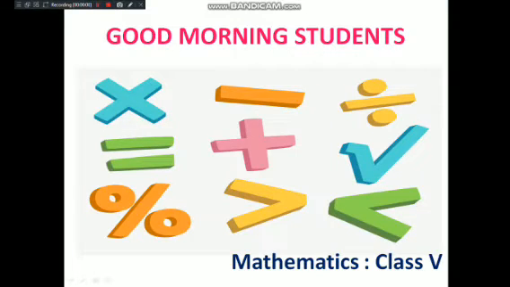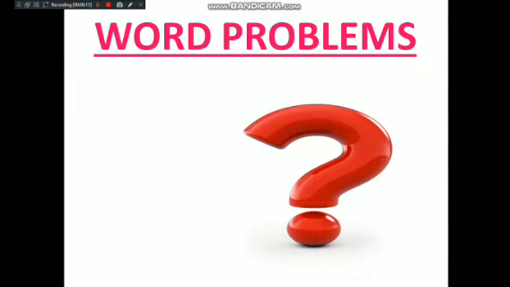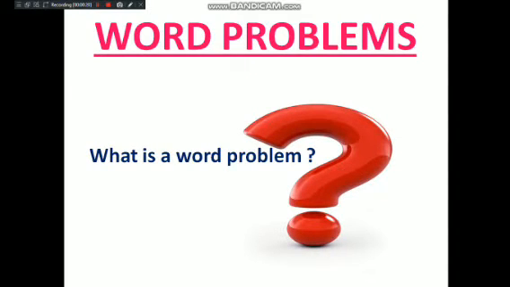Good morning, students. We already know how to solve additions and subtractions word problems. Today, we will learn how to represent information given in the problem with the statement when we solve it. Shall we begin? What is a word problem?